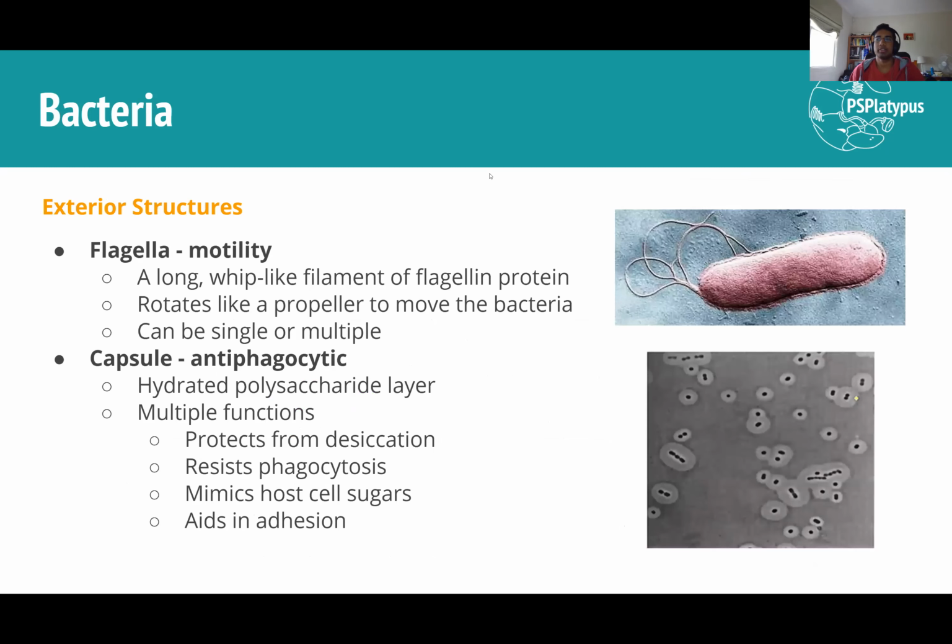All right, so bacteria can have a variety of exterior structures, and some of these are just useful in general terms. Some of them are specifically a bit of a hassle for our immune system to deal with. So we've got first the flagella. It's like a big whip that comes out from the back of the bacteria. It's made of flagellin, and it rotates like a propeller. So it's effectively like a paddle for the bacteria to use.